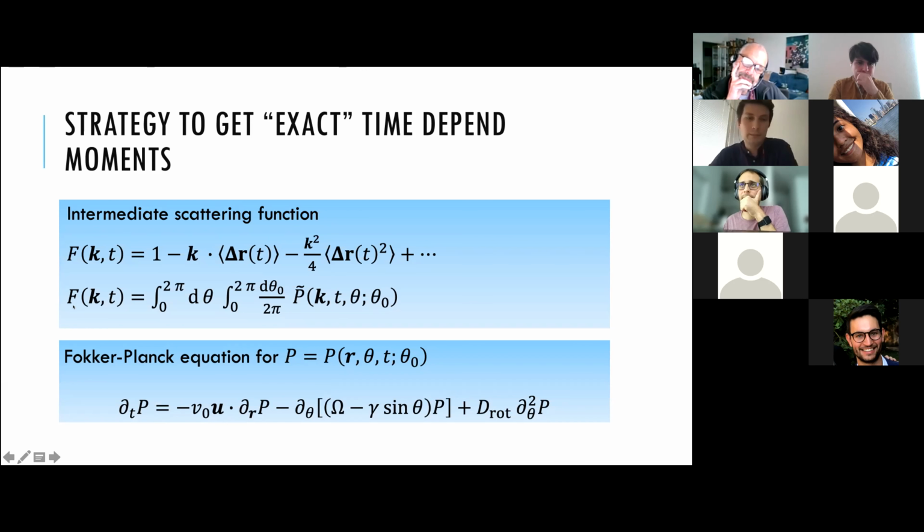So how do we get this intermediate scattering function? We can get it from the Fourier transformation of the probability distribution function, and for the probability distribution function itself, we can write a Fokker-Planck equation from the equations of motion. If we solve it, or get some expression for this kind of expansion, then we can get what we want: the temporal evolution of averages.